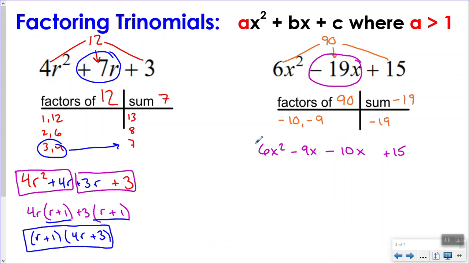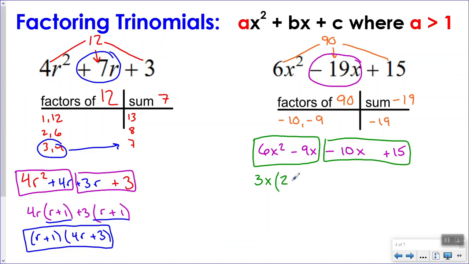Now I'm going to look for those GCFs. So I have a greatest common factor between these two, and I also have a greatest common factor between these two terms. Here between 6 and 9, my common factor is 3. Between x squared and x, we have an x. If we factor that out, 6x squared divided by 3x is going to be 2x. Negative 9x divided by 3x is going to be negative 3.